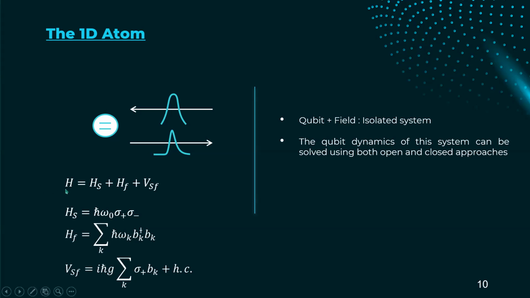Okay, so here the Hamiltonian is given by the Hamiltonian of the qubit plus the field plus the interaction term, and the interaction is essentially this exchange interaction, the Jaynes-Cummings type interaction here. And the plus point about using the 1D atom is this can be solved using both the open approach and the closed approach that I'll show you soon.